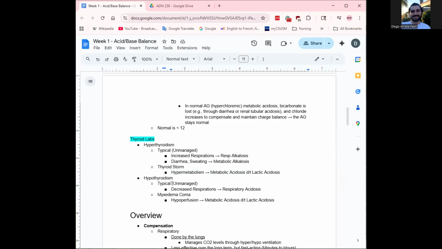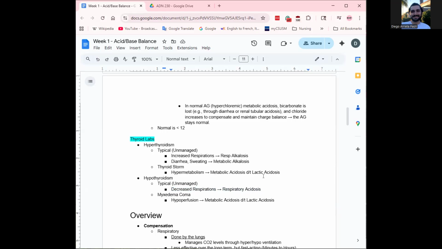And then on the other side with hypothyroidism, if it's very, very unmanaged, then their whole body slows down. So they have a decreased heart rate, decreased respirations, decreased GI movement, all that stuff. Decreased respiration rate could lead to some buildup of carbon dioxide, so respiratory acidosis could happen.